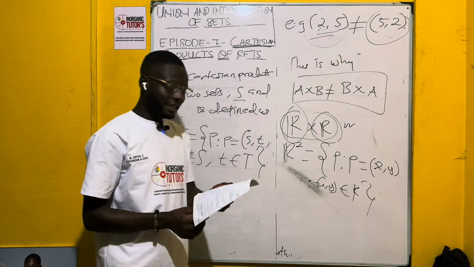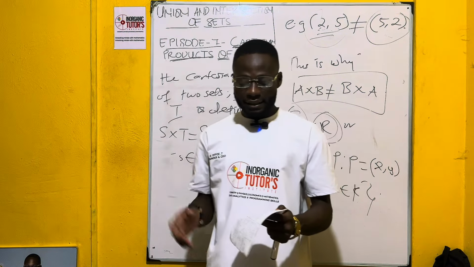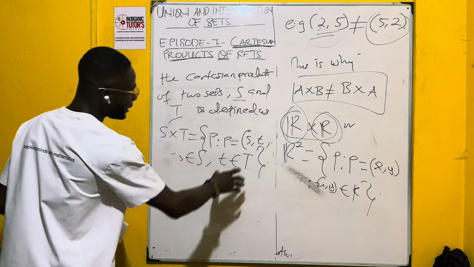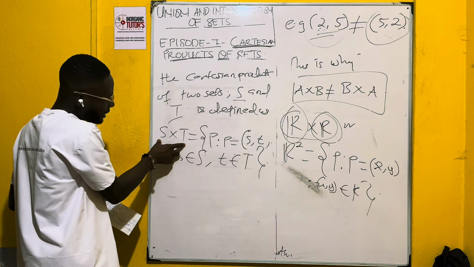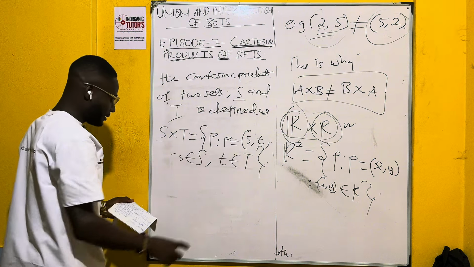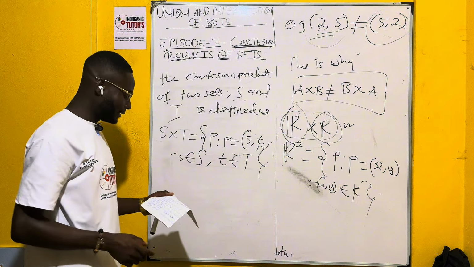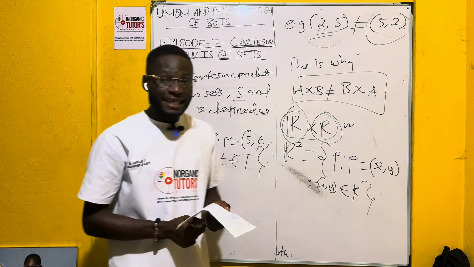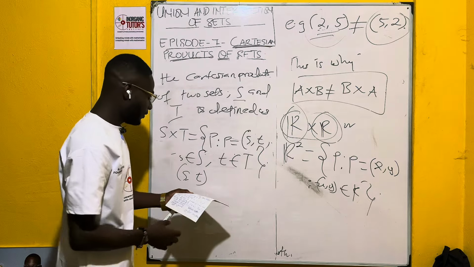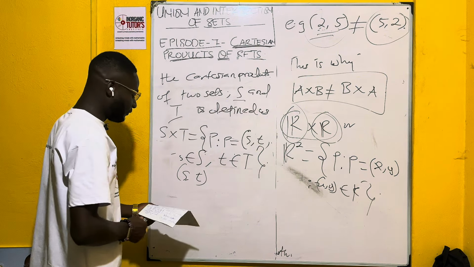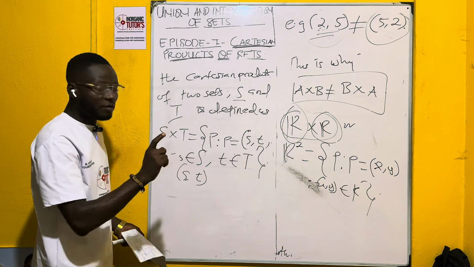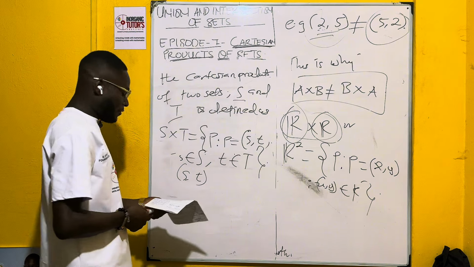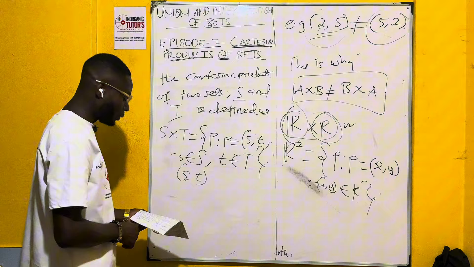So S cross T is basically the set of all ordered pairs of the element (s, t), with the first member of each pair always from the first set, and the second member always from the second set, which is T.